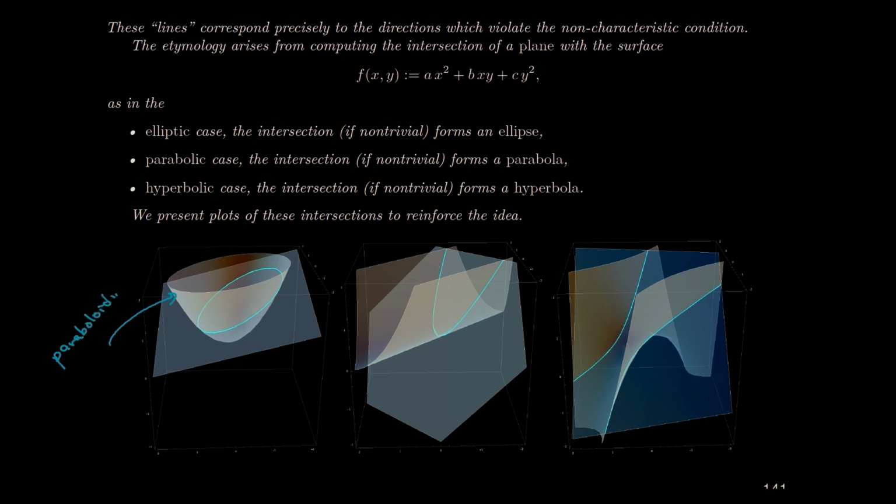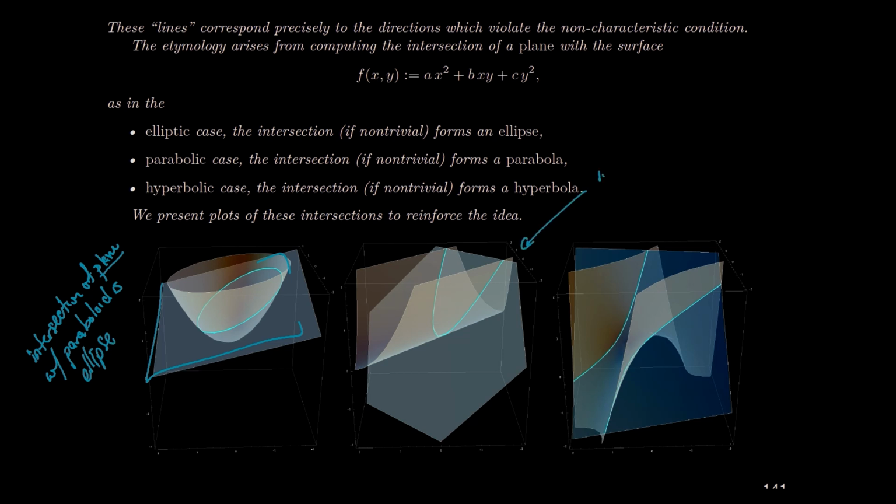A paraboloid in the elliptic case. Okay, that doesn't make any sense. Why would you call it elliptic if it's a paraboloid? Well, we're actually asking questions about how a plane intersects. So we're going to look at the intersection of a plane with the surface. And so the intersection of a plane with a paraboloid is an ellipse. And so that's why we call those elliptic.